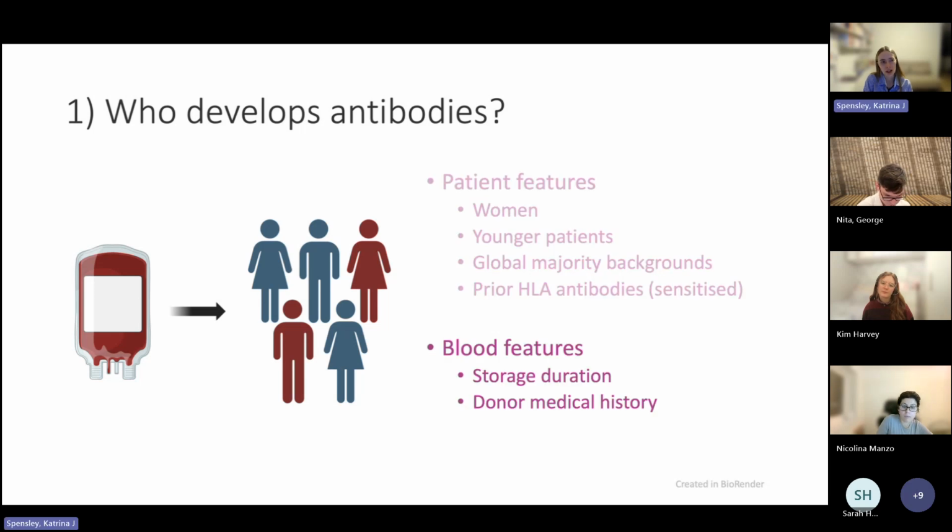As well as differences between the individuals, there are some differences in the blood units, which can change whether the recipient is likely to develop HLA antibodies. A longer time between when the blood was donated and when it is given reduces the likelihood of antibodies forming. And this is because the blood cells are a bit more fragile. But it also means that blood can sometimes be less good for treating low blood counts, so it's a bit of a balance. Previous studies have also shown that the blood donor's medical history can play a role in the development of other types of antibodies, and this is something we're in the process of exploring for HLA antibodies at the moment.